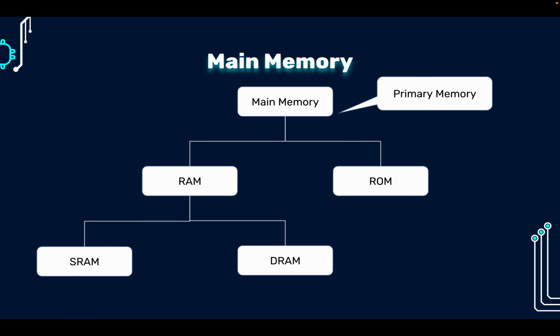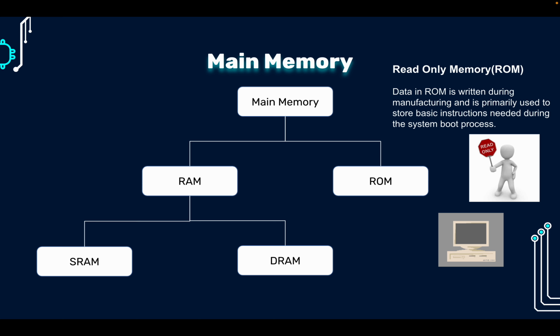We're going to talk about ROM first. ROM is a type of memory that the user cannot alter. It means the data in ROM is written during manufacturing and is primarily used to store the basic instructions needed during the system boot process. Those instructions automatically execute every time the computer is powered on. ROM also has the characteristic of permanently retaining data even when the computer is turned off.